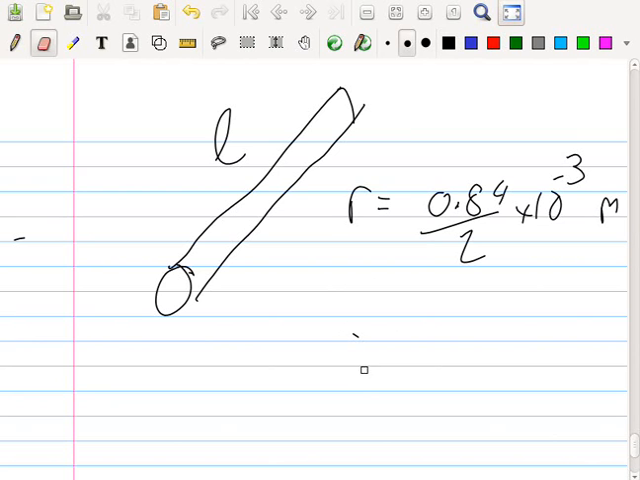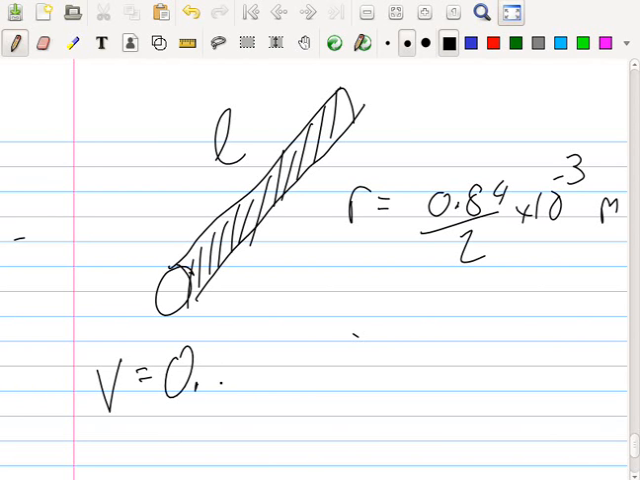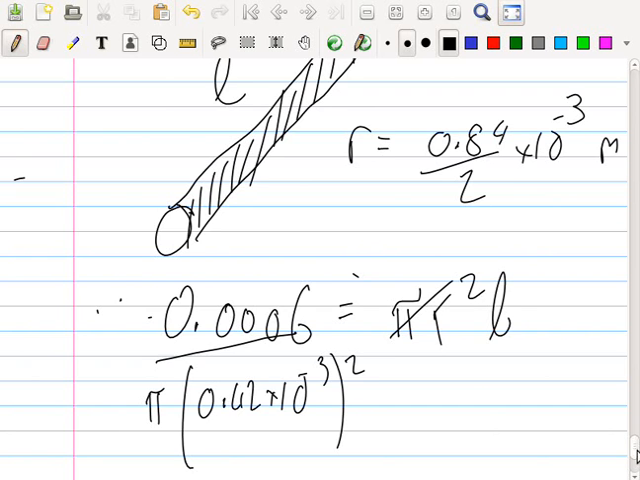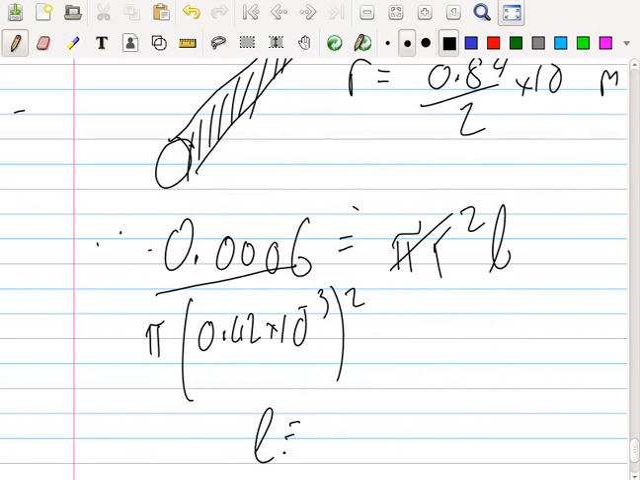So what formula should we use here? What do we know about this cylinder? We know the volume. So the volume equals, we got it earlier, 0.0006. And that must equal, what's the formula? Pi r squared length. So if I just divide by pi r squared, I can get the length. So what's the length here?